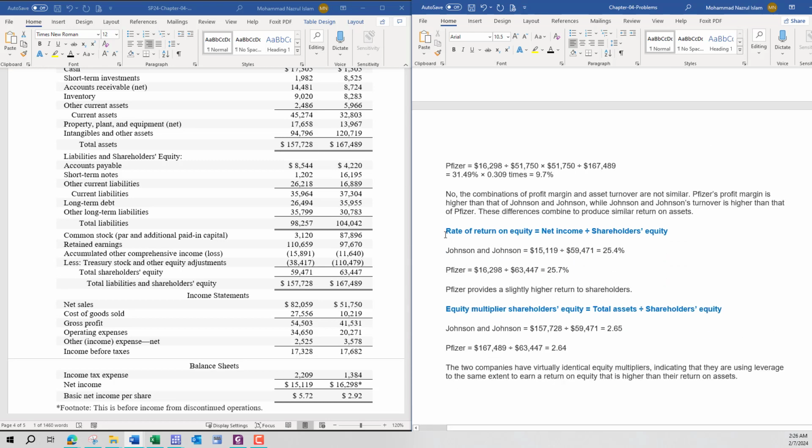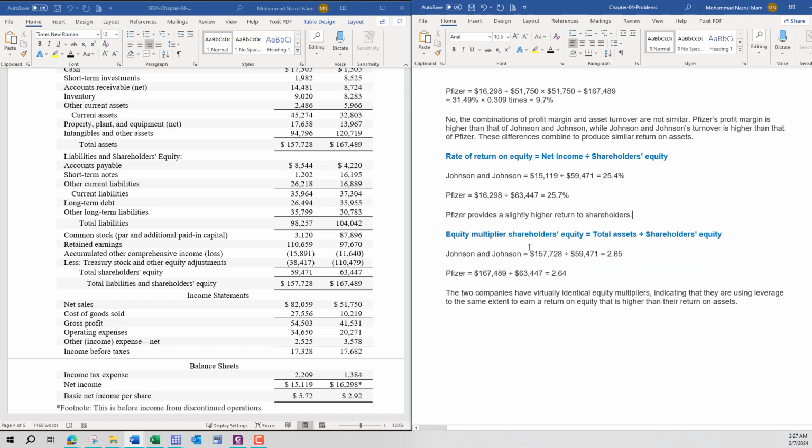Then let's go to the return on equity, which is equal to net income divided by shareholders' equity. The net income we already know, and total shareholders' equity is 59,471. The return on equity is 25.4%, and for Pfizer, 25.7%. So Pfizer provides a slightly higher return to shareholders.